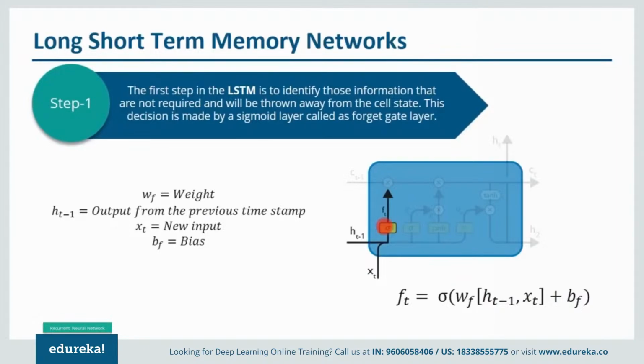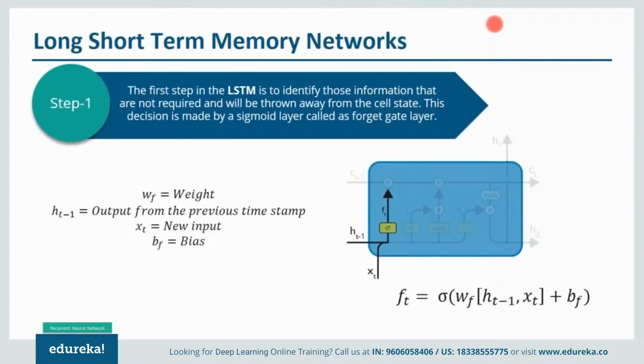Now if we go back to our example of a language model trying to predict the next word based on all the previous ones, in such a problem, the cell state might include the gender of the present subject so that the correct pronouns can be used. When we see a new subject, we want to forget the gender of the old subject, right? We want to use the gender of the new subject. So we'll forget the gender of the previous subject here. This is just an example to explain what is happening here.